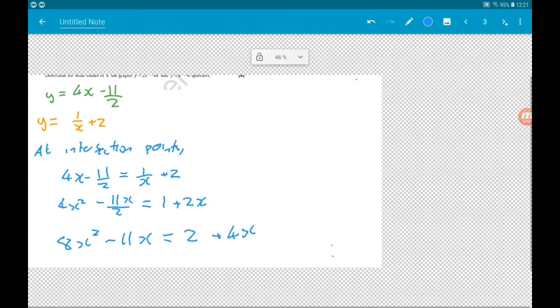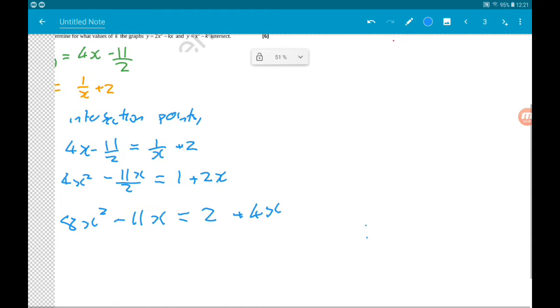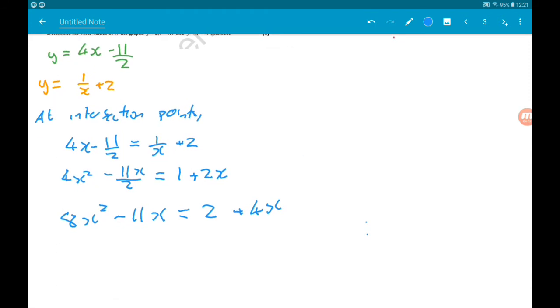Now, this is a quadratic, so we need to get everything on the same side with a 0 on the other. So now we're going to subtract 4x and subtract 2. So we're going to get 8x squared minus 15x minus 2 is equal to 0.